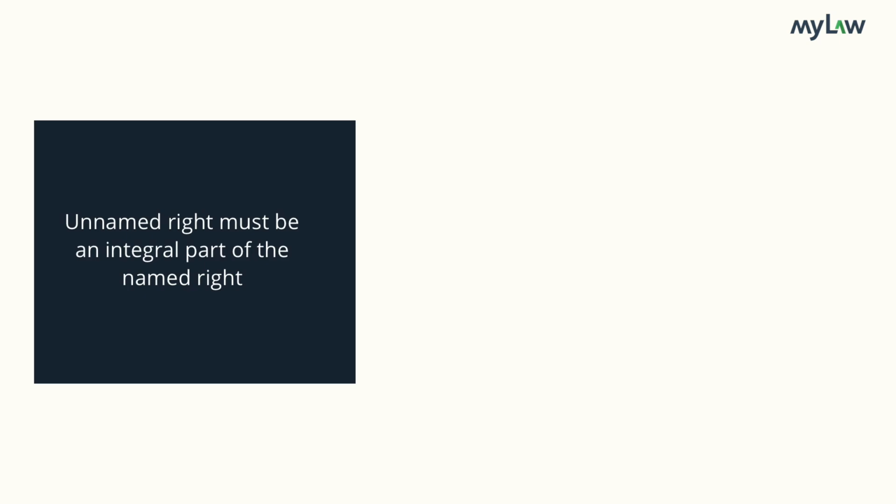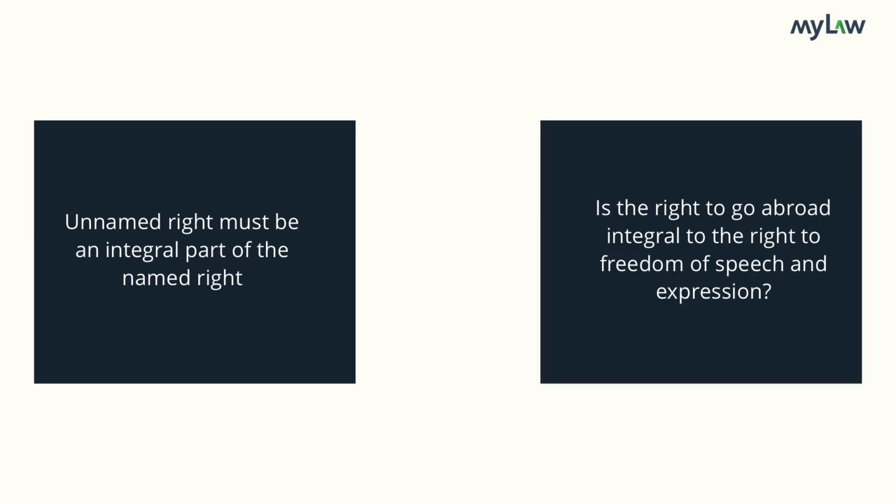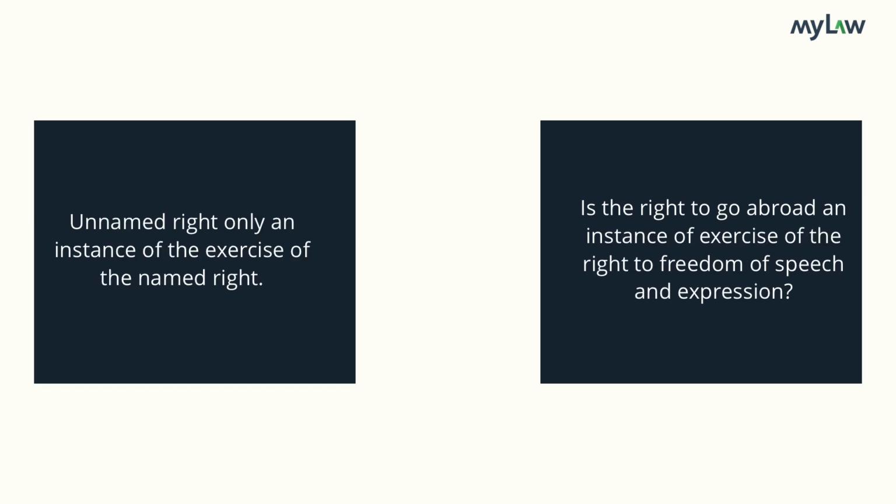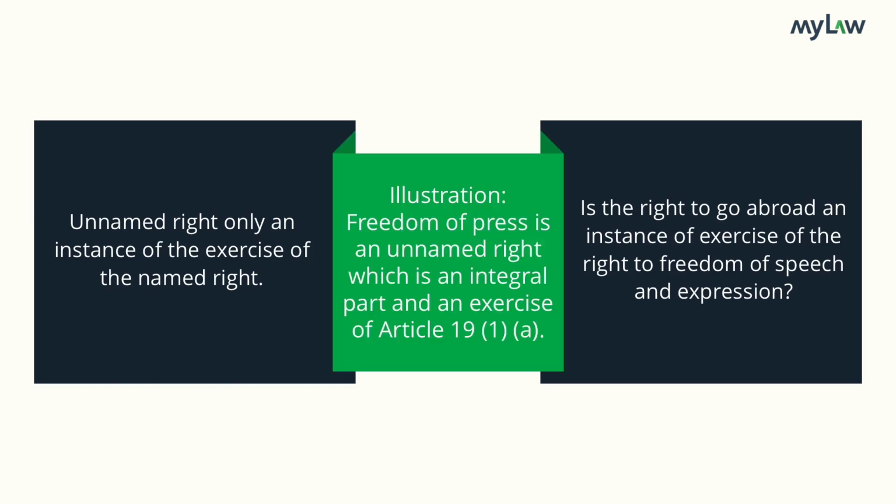First, the unnamed right claimed must be an integral part of the named fundamental right. In this case, the right to go abroad must be an integral part of the right to freedom of speech and expression. Second, exercise of the unnamed right must in reality be only an instance of the exercise of the named right. An example given by the court of an unnamed right that fits this test is the freedom of press. It is undoubtedly an unnamed right within Article 19(1)(a), which guarantees the freedom of speech and expression.